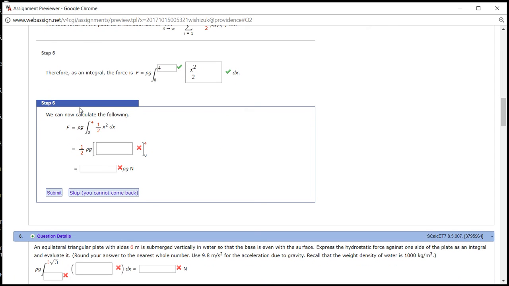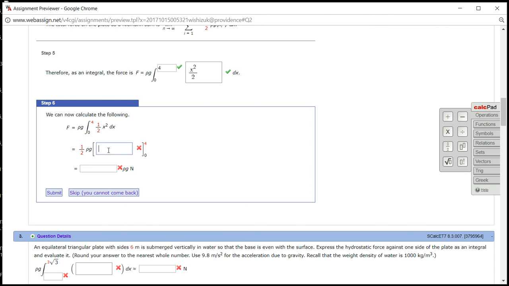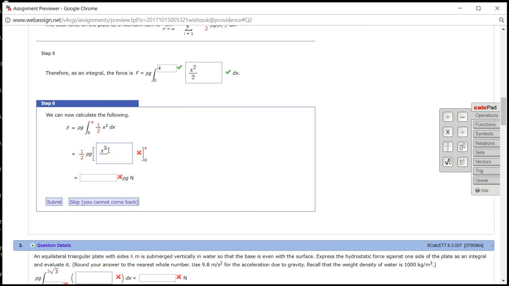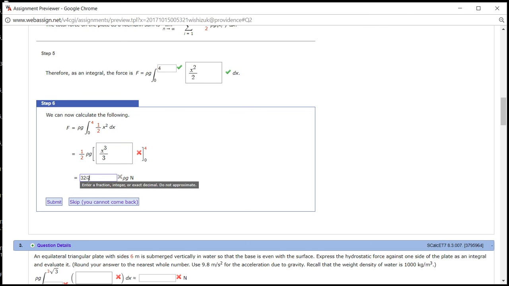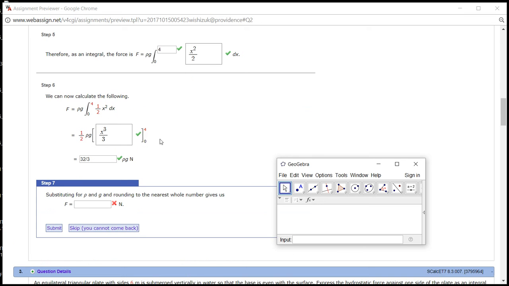All right, so let's move on to step 6. We just need to evaluate this. So 1/2 is pulled out, and rho and g are sitting here. The antiderivative of x squared would be x cubed over 3. Then we just plug in 4 and divide by 3. If you plug in 4 cubed, that's 64, but this is over 2, so 32 over 3. And then rho g Newtons. Let's submit. It came back and we got step 6 correctly.